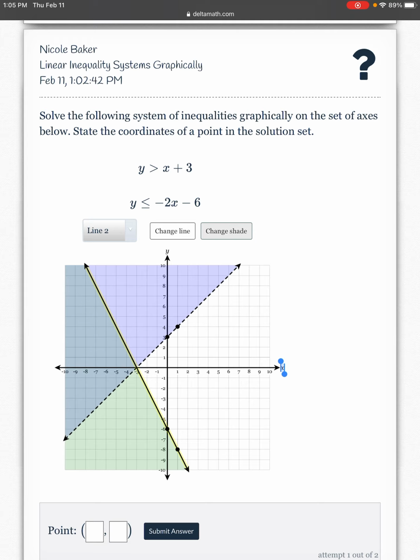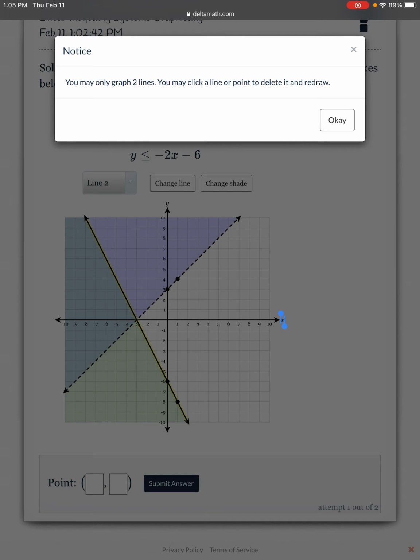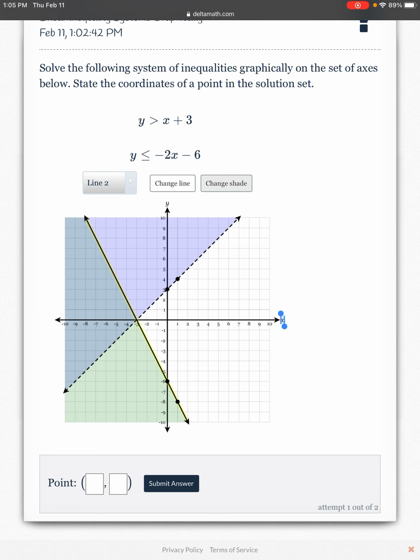Okay, so I have my graph drawn, and there's one more thing it wants me to do. It wants me to state the coordinates of a point in the solution set. So my solution set is where they are both shaded. So that is this section on the far left of the graph that is to the left of that line and above the dotted line. So to the left or below the solid line and above the dotted line. That is my section that is a solution to both inequalities.